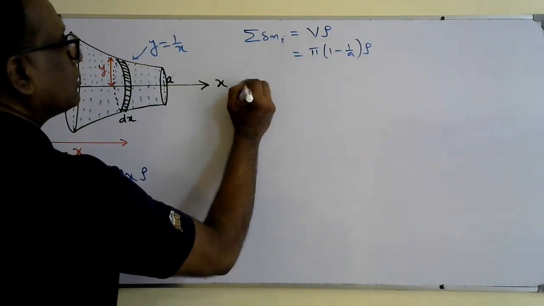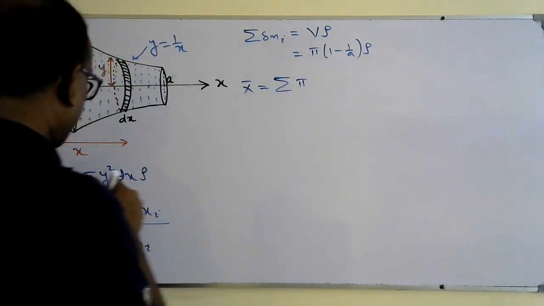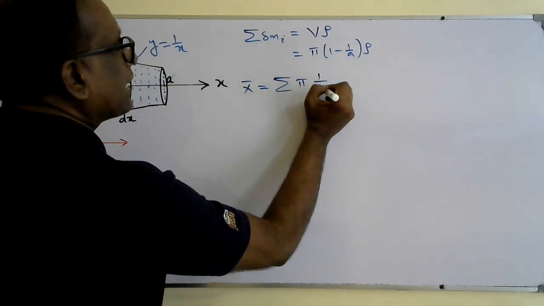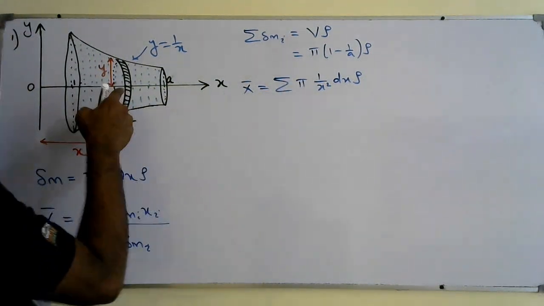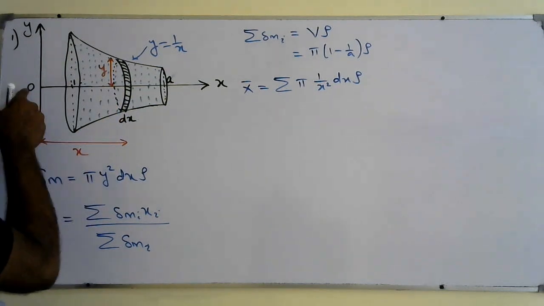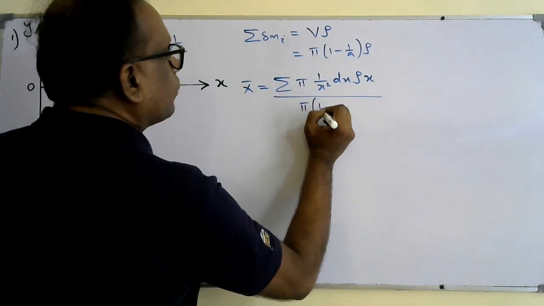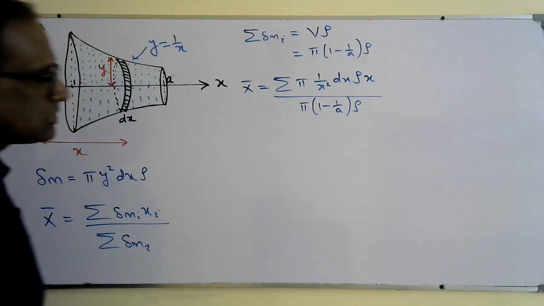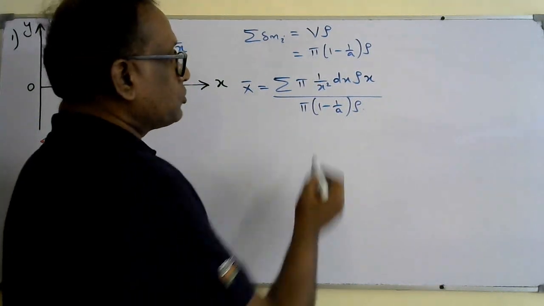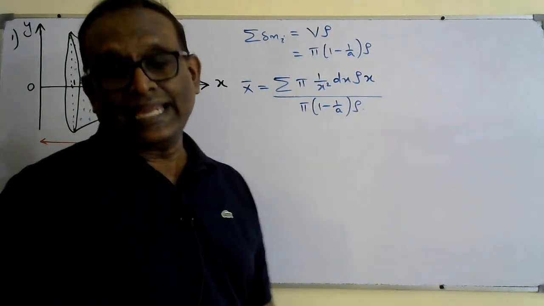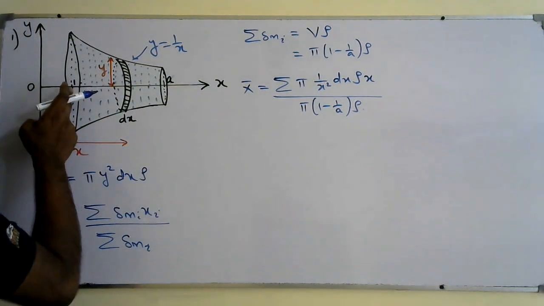So x bar, the center of mass distance, is equal to sigma pi y squared, where y equals 1 over x, so 1 over x squared dx rho, times xi, meaning the distance of that particular disk, its center of mass is x from O, so times x, over pi times 1 minus 1 over A rho. So it's simple now, rho is going to get cancelled, pi will get cancelled, so it's a summation of a function, which means it's going to be an integration. So we need to decide the range of x, that is x equals 1 to x equals a.